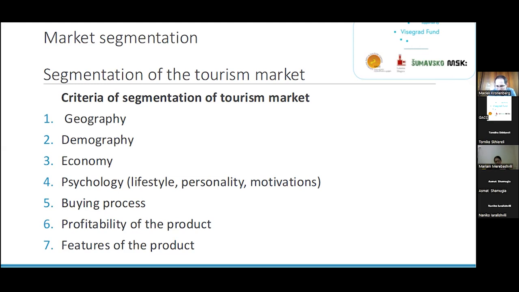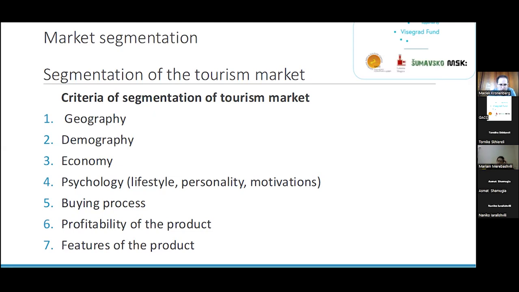Does he pay online? Does he pay on the spot? Does he pay in advance? Does he pay all the money on place? Where does he search for the information about the product, what makes him decide in this process.